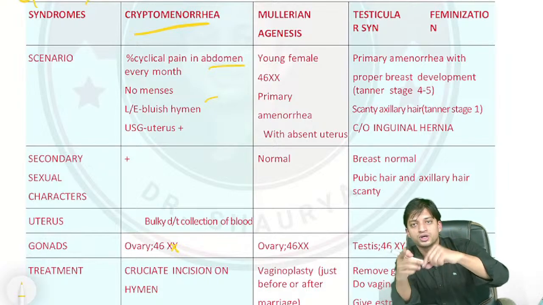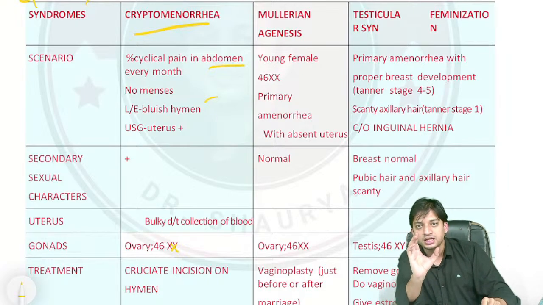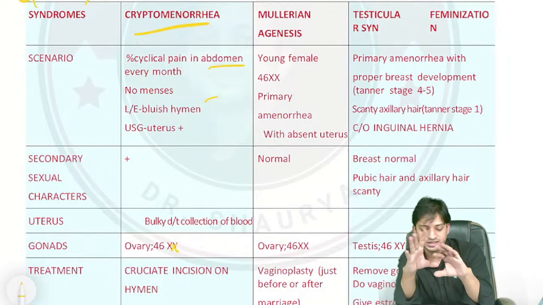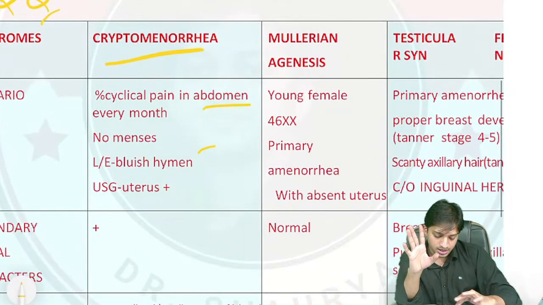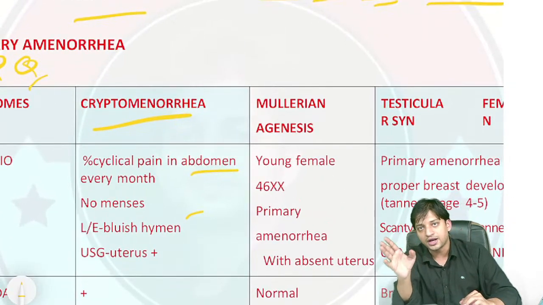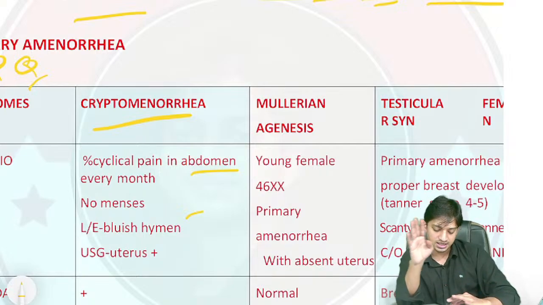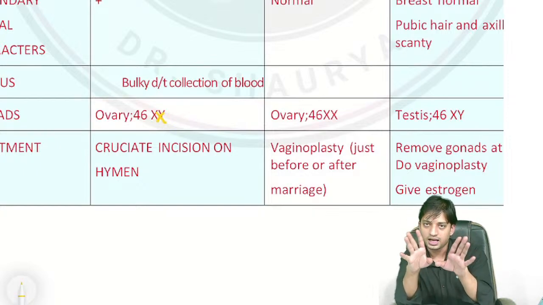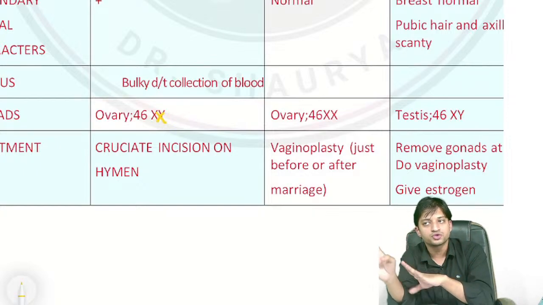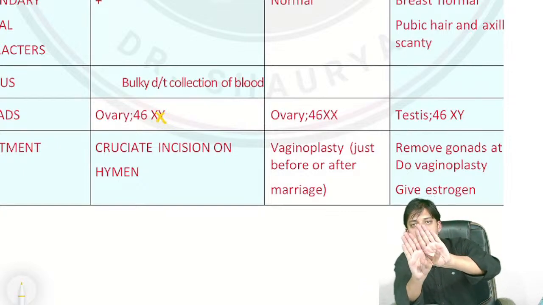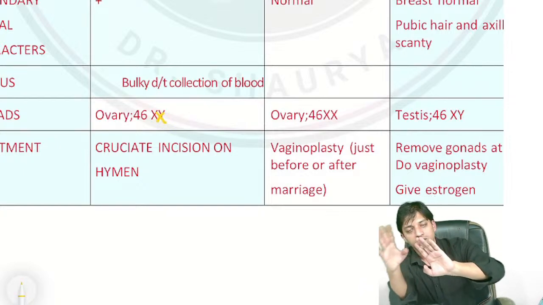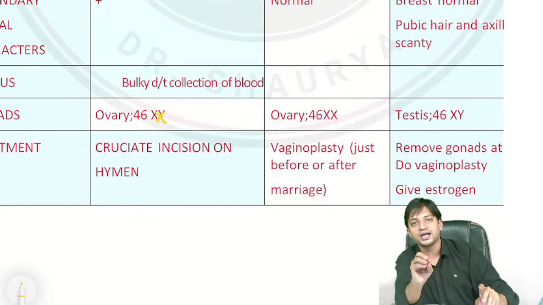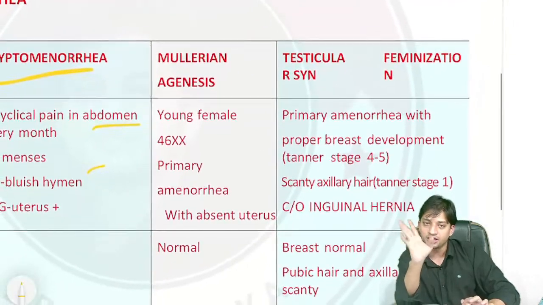The female will menstruate, cycle will be there. When you examine the vagina, you will find bluish hymen. On examination, you will find bluish hymen. Okay, guys. Now, the karyotype of the female will be normal female 46XX. You don't have to do anything. You just have to give cruciate incision on the hymen, right? And the female will start having menstruation. She is having menstruation, but since the hymen is imperforate, the blood is not coming out. Important sign, how will you examine? Just look in the PV, you will find they will write bluish hymen. That is cryptomenorrhea or hidden menstruation.